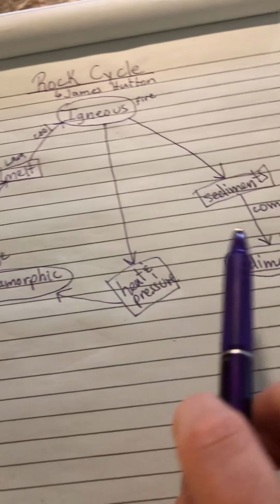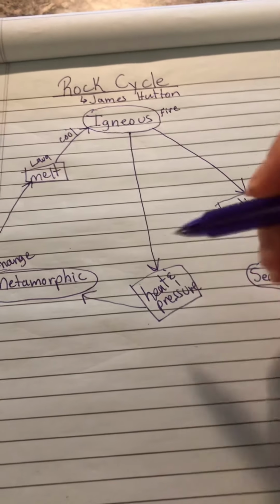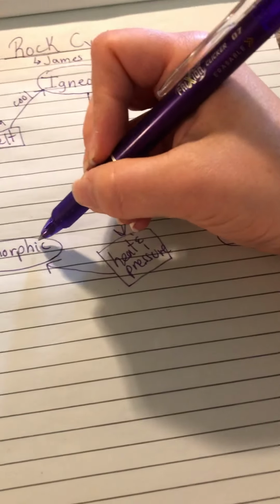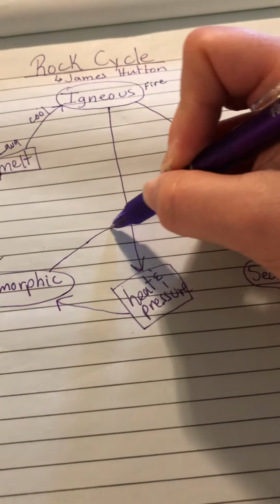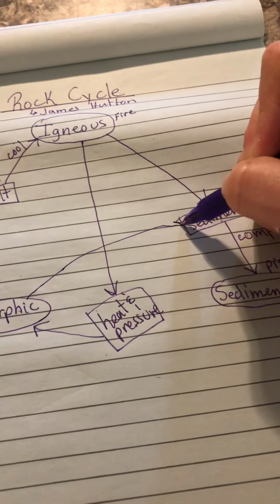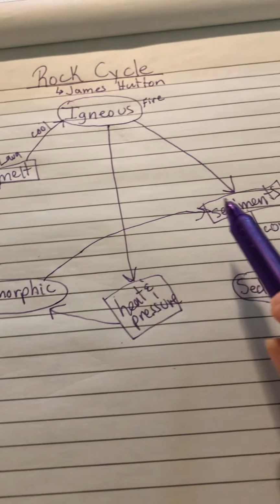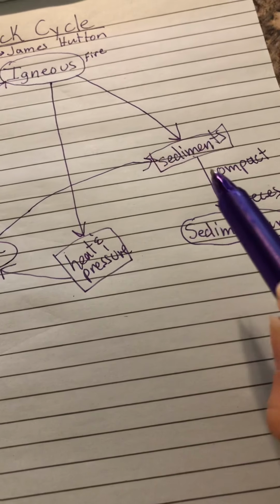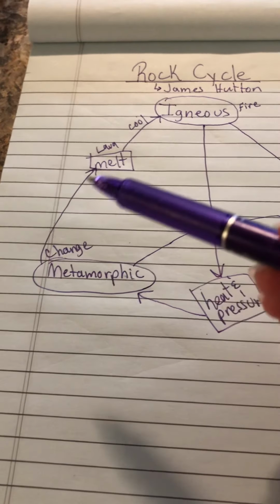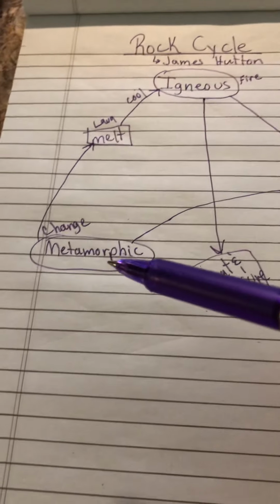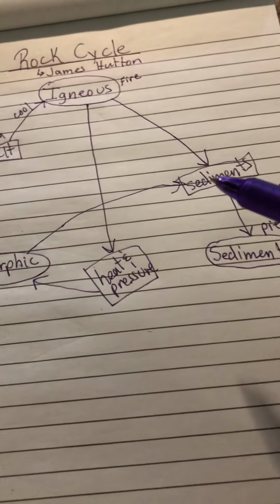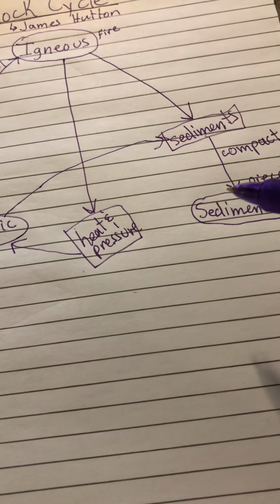Can metamorphic turn into a sedimentary? Yes, it can. And it's the same way that an igneous can. It would have to first, my arrows are going to cross here, sorry, break down into sediments. And from sediments, it would then compact to be a sedimentary rock. So we have a path for a metamorphic to turn into an igneous, and we have a path for a metamorphic to turn into a sedimentary.